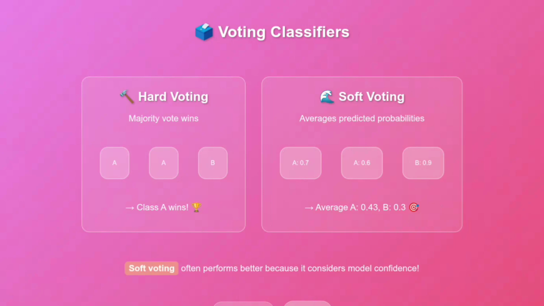Voting classifiers are simpler ensemble methods that combine predictions through voting. Hard voting simply takes the majority vote from all models. If 3 out of 5 models predict Class A, then Class A wins. Soft voting is more sophisticated. It averages the predicted probabilities from all models and chooses the class with the highest average probability. Soft voting often performs better because it takes into account the confidence of each model's prediction.